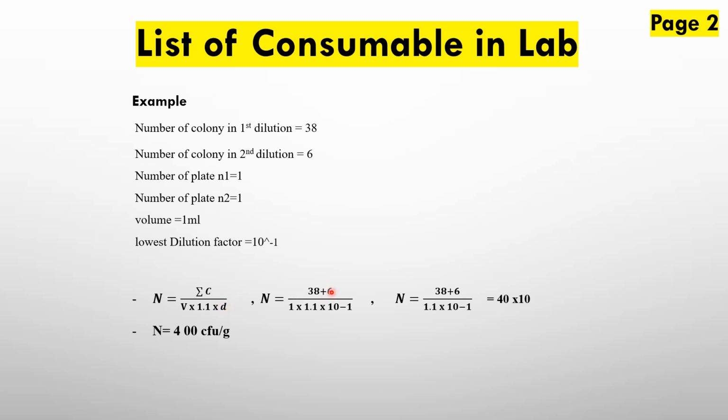We add the number of colonies. We also add the volume. This is the dilution factor. In this way, we calculate the total number of colonies in our samples, in per gram or per ml form. How we count by using colony counters, we will discuss in the next part.